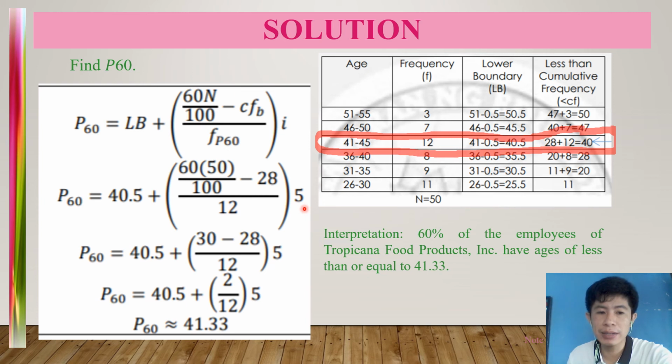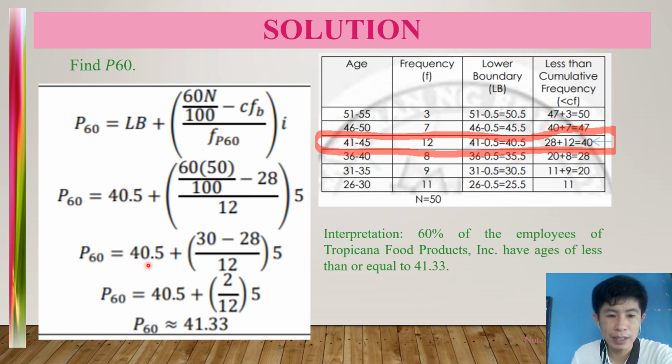Okay, saan ba galing yung 5? Kung titingnan natin dito sa ating class intervals, we have 51 to 55. We will count it: 51, 52, 53, 54, 55. So, 5. Dito rin sa 46 to 50, we have 46, 47, 48, 49, 50. Dito ganun din, 41, 42, 43, 44, 45. So, lahat sila ranges into 5 numbers. So, the value of I is 5. Then, we will now solve it.